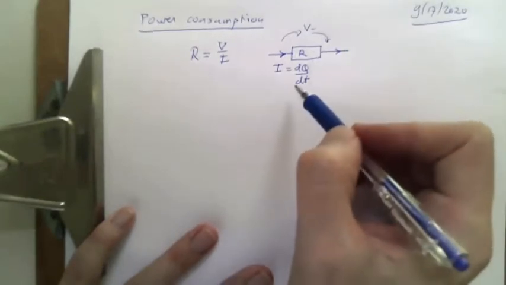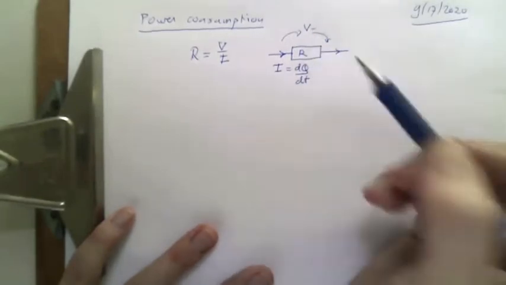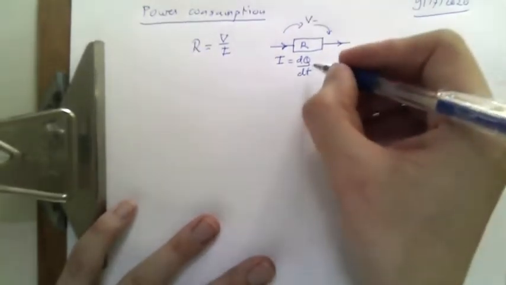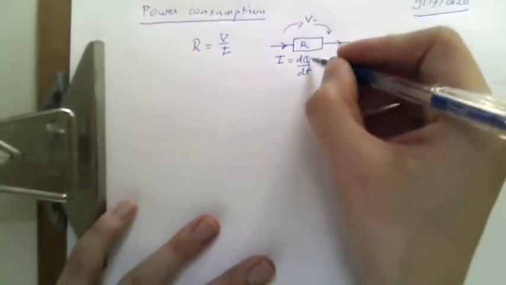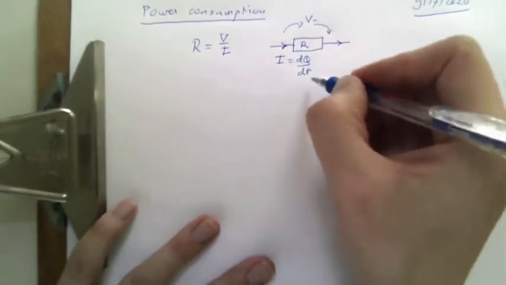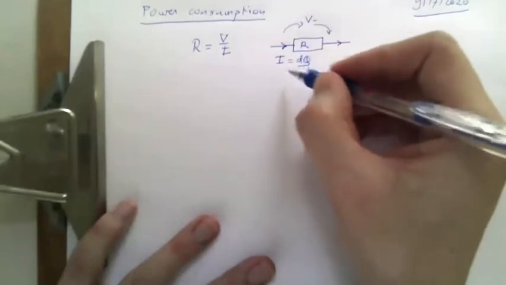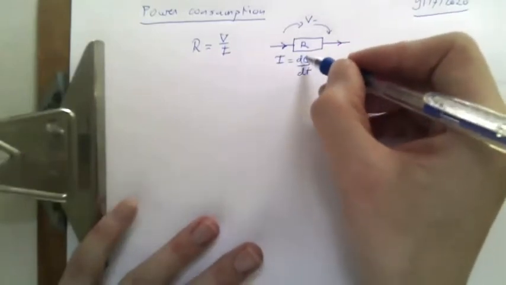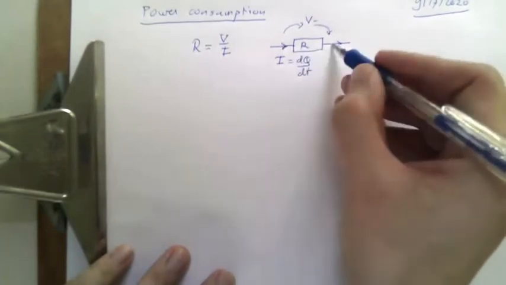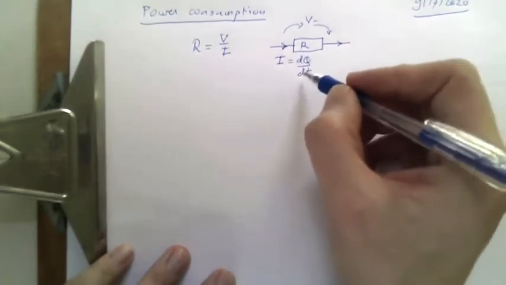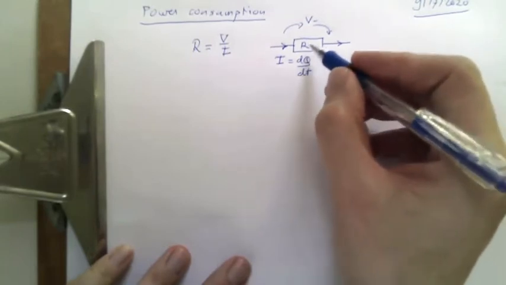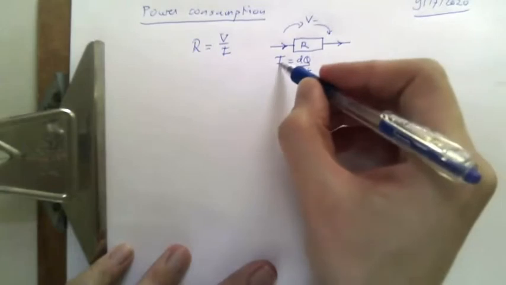Well, we could do this in the following manner. The number of charges that go through the resistor per unit time is I. So if we take I and we multiply that by whatever energy is lost when it goes through the resistor, we should have a way to quantify that energy loss. So we need I times something.